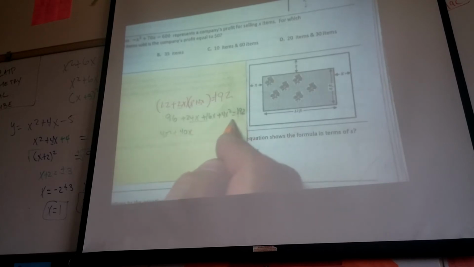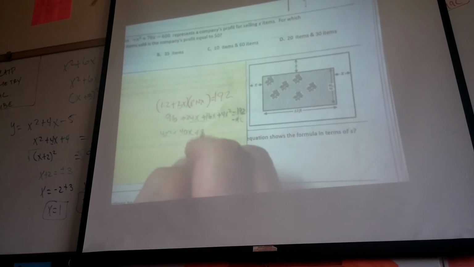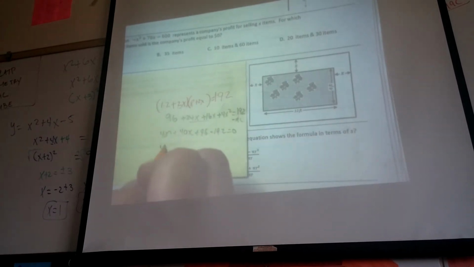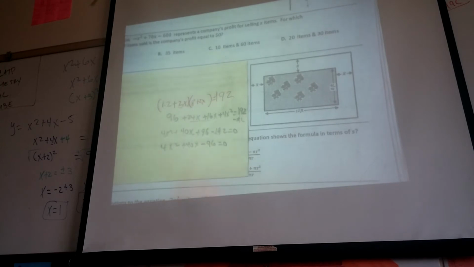I'm going to bring 192 to the other side and make it minus 192. I'll make it 96 minus 192 equals 0. That's 4x squared plus 40x. And 96 minus 192, the difference there is going to be negative 96. Now divide everything by 4. You will get x squared plus 10x minus 24.